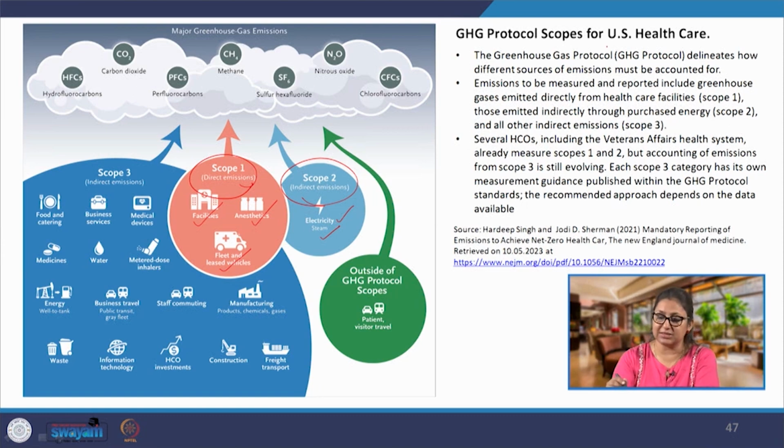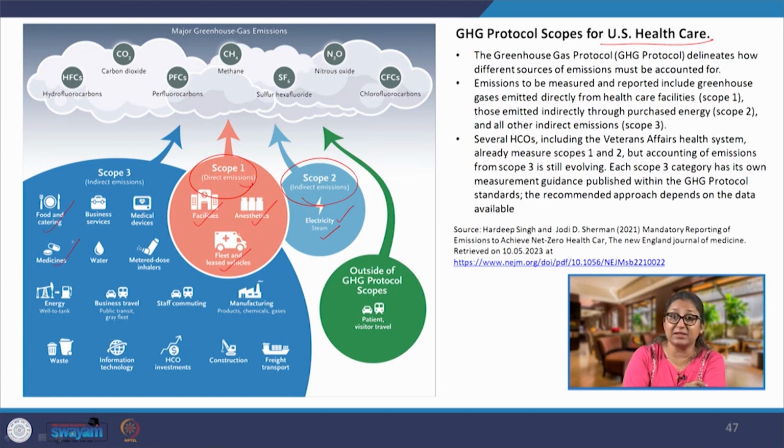Now, here if you see, for this case of US healthcare, they have not identified the emissions as downstream emissions or upstream emissions. All they have done is they have put the rest of the indirect emissions in scope 3. So, if you look at food and catering, if it is leased, the food is being prepared somewhere and it is brought to be given to patients in the canteen. So, all that food and catering in different canteens is part of this.